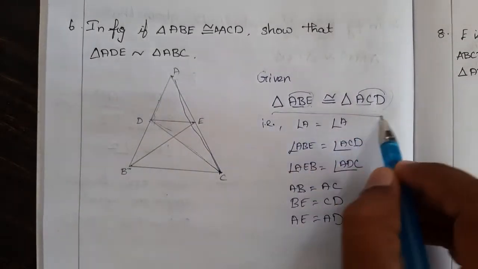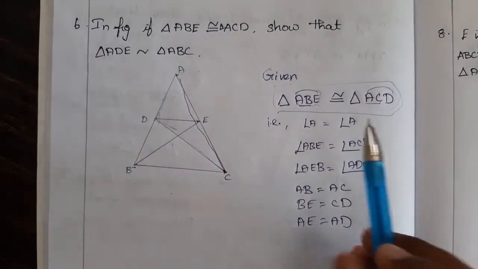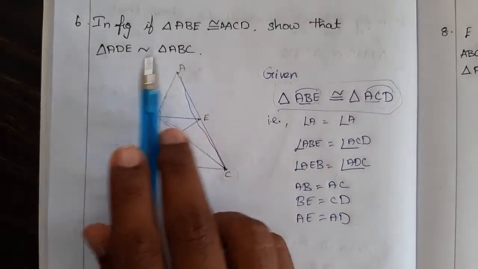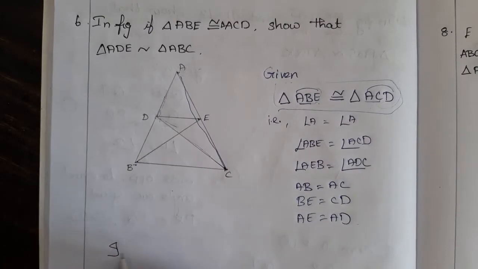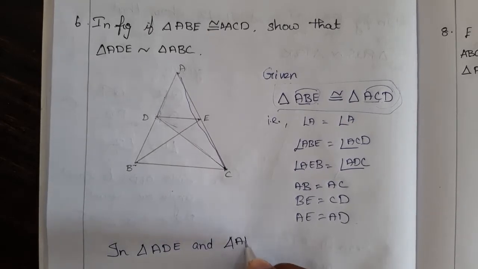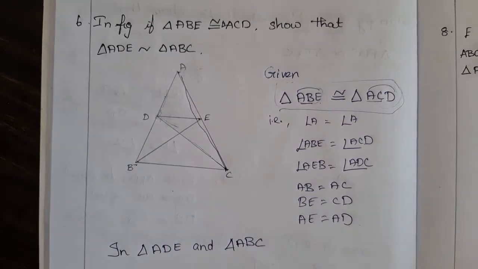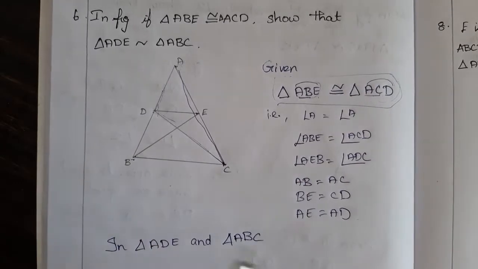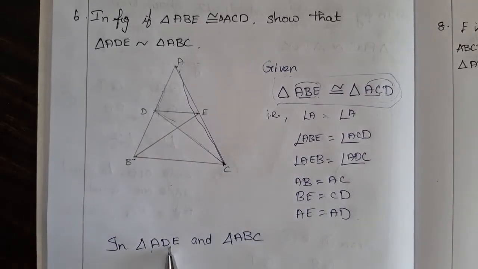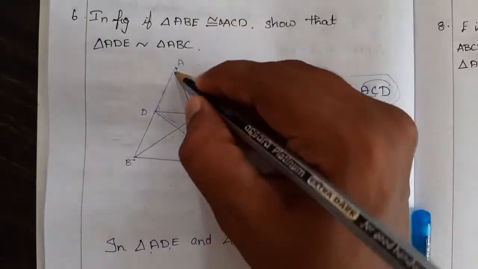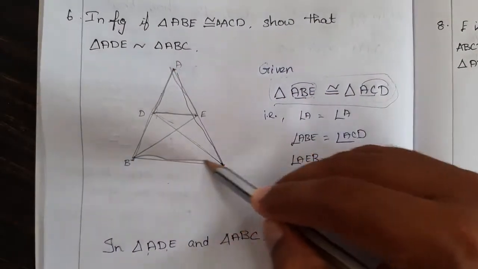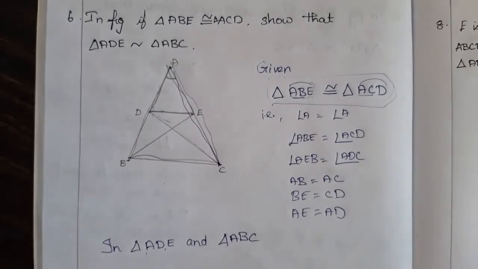So this is what they gave in a single sentence, a symbolic representation. These both are congruent, which means all these things are involved. We have to prove these two triangles are similar. So in triangle ADE and triangle ABC, we have to use a similarity criterion to prove that. We know AAA, AA, SSS, SAS. So first let me look into the angles. We are going to concentrate on ADE and ABC.